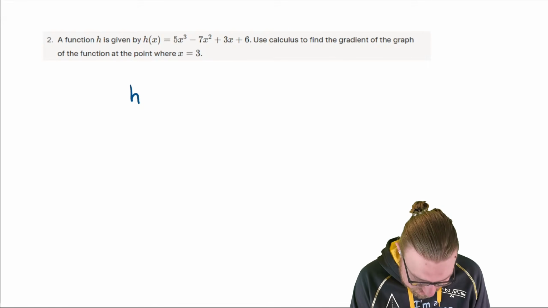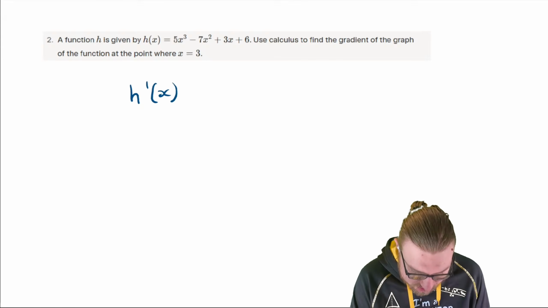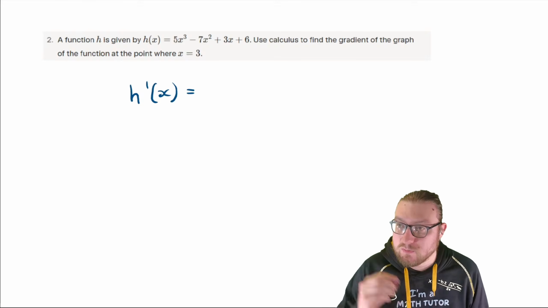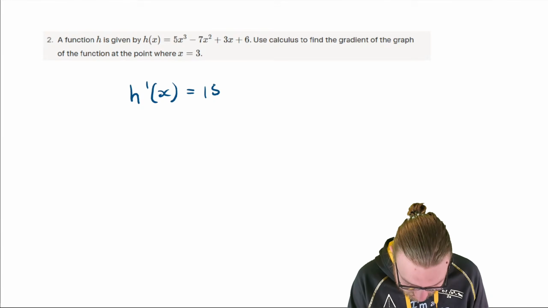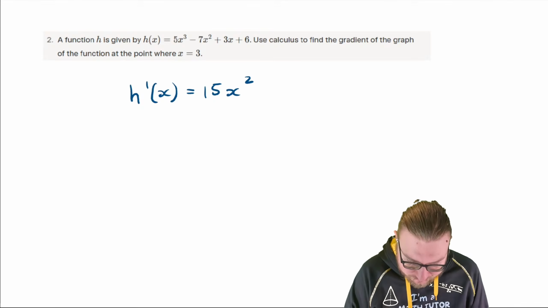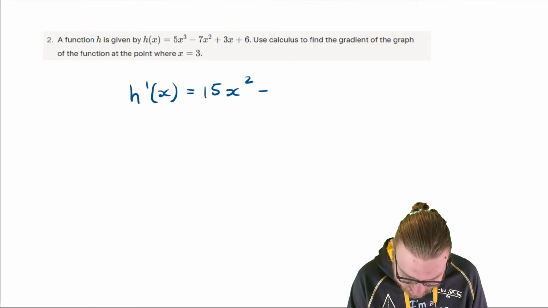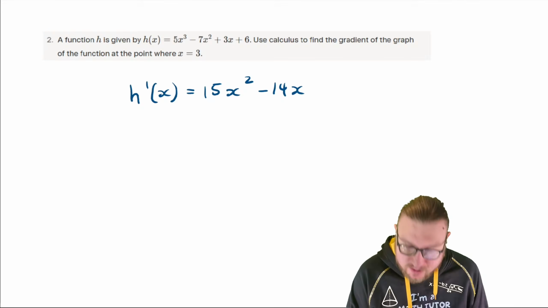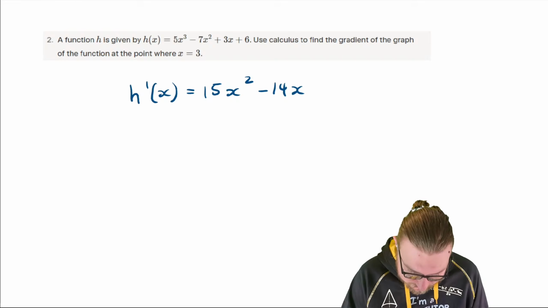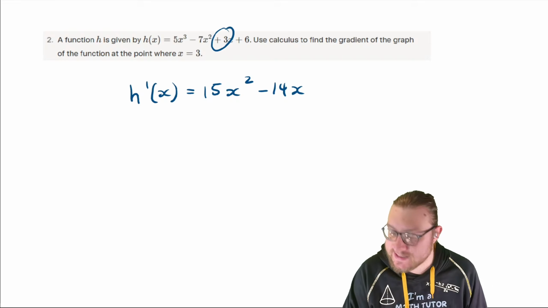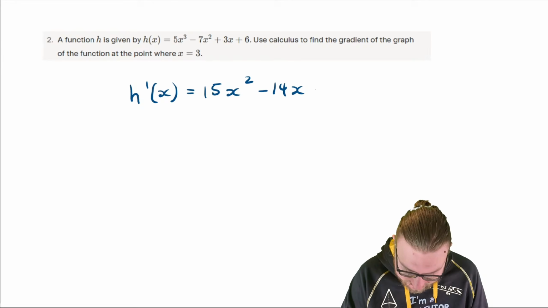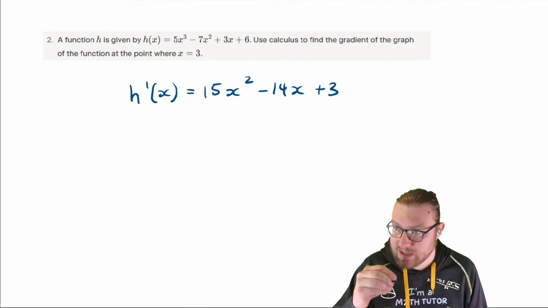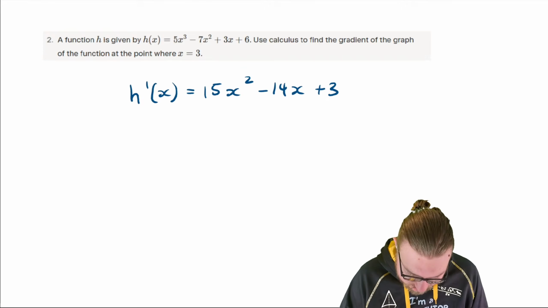So if you guys are doing this from home later on, make sure you guys are pausing it. So multiplying the power to the front, 5 times 3 is 15. Reduce the power by 1. Next one, 2 times negative 7 is negative 14. Power was 2, now it's 1. This is a term that just has an x in it. Remember the one with just an x in it, the x kind of disappears. Or you can do 1 times 3 and then the power becomes 0.